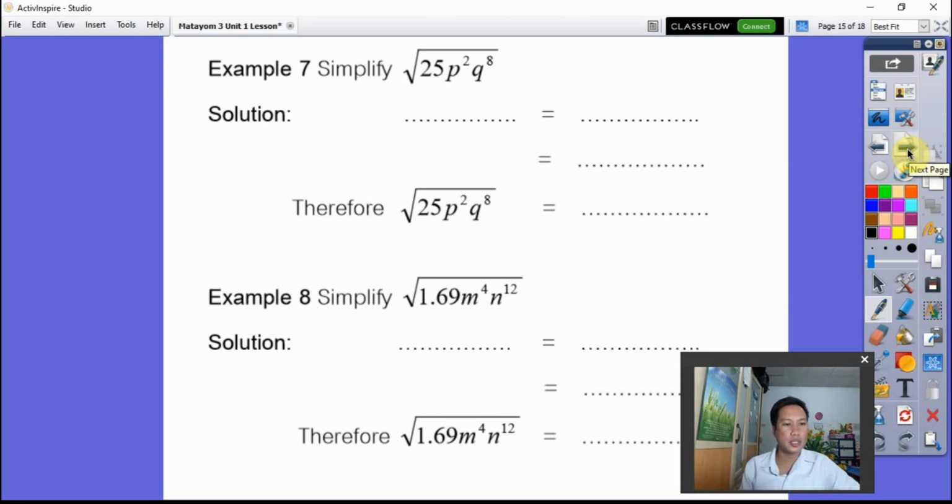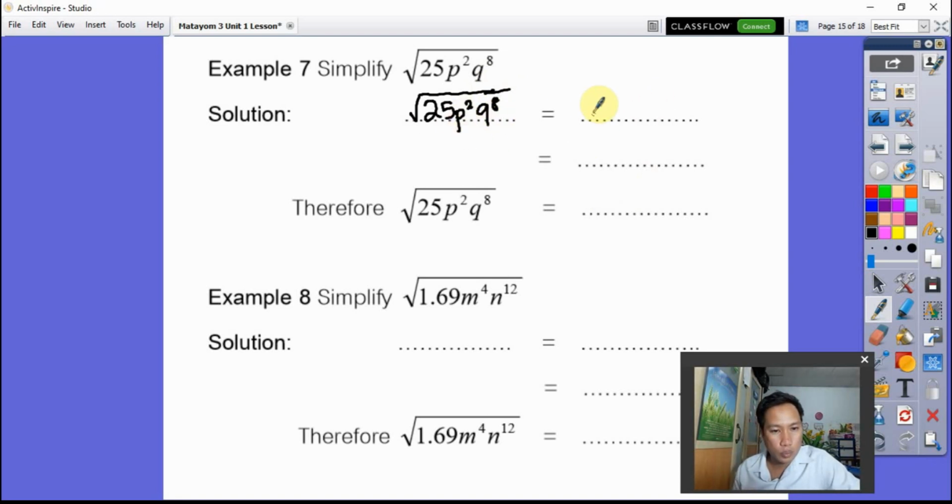All right, so example number 7, we need to simplify this. Okay, so let's check out. Do we have a given here that p is a positive number? No, we don't have. Q? No, we don't have. Meaning to say that p here can be a positive number or a negative number. Same thing with q. So it can be a positive number or a negative number. All right, now we write the question down first.